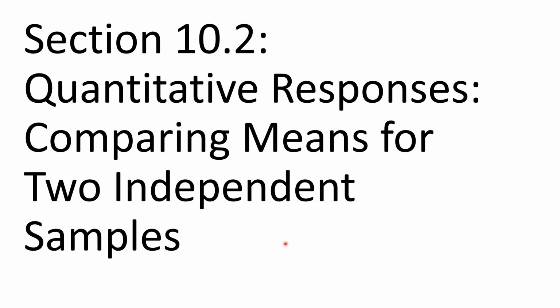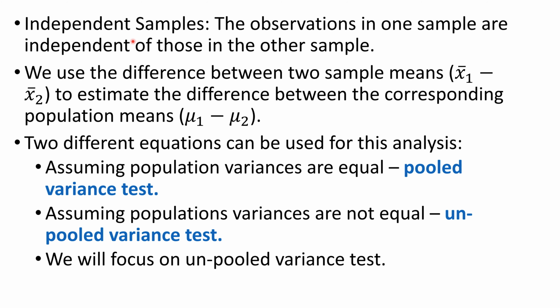In this video, we're going to talk about comparing means for two independent samples. Independent samples implies that the observations in one sample are independent of those in the other sample. We use the difference between the two sample means, x̄1 minus x̄2, to estimate the difference between the corresponding population means, mu1 minus mu2.